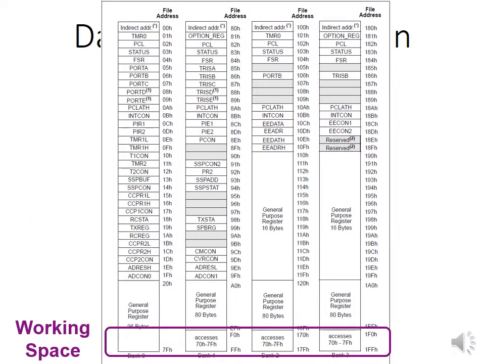The highest 16 bytes in bank 0, that is addresses 70H to 7FH, are mirrored in banks 1, 2, and 3. This address range is referred to as the working space. It is the set of file registers that are accessible from any of the 4 banks.